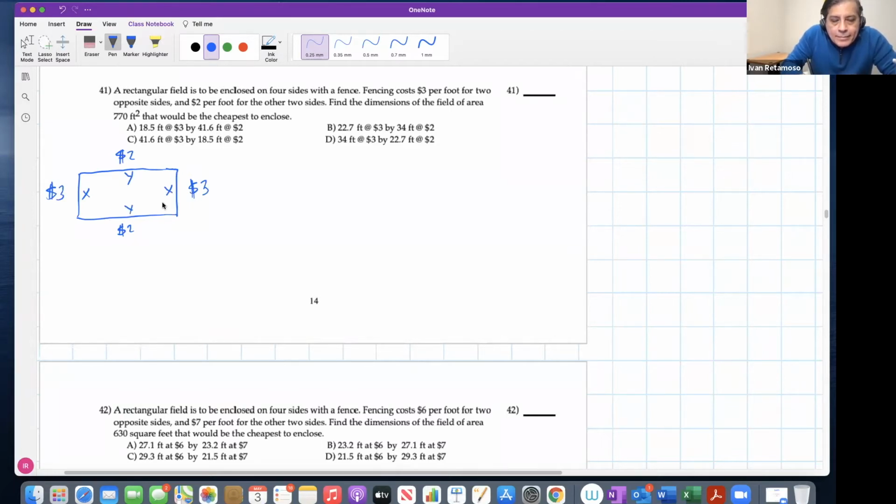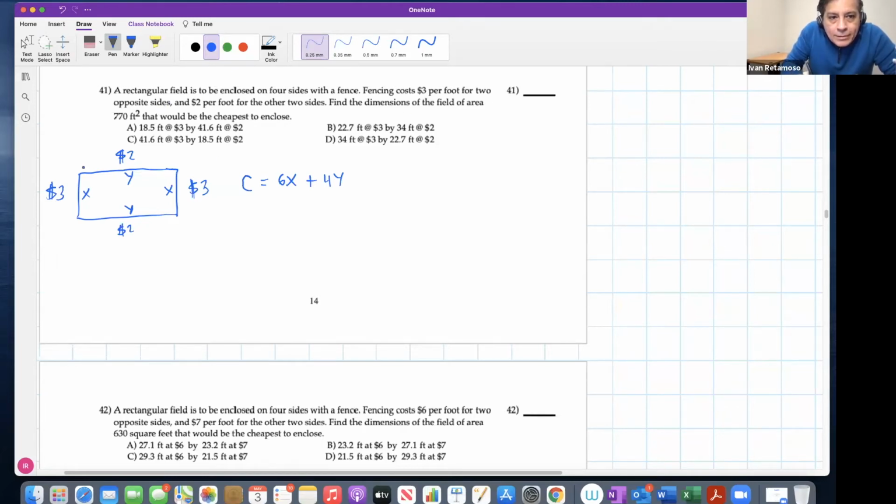These are the side lengths of the rectangle. And then the cost should be what? $3 per foot here, I'm using X feet, so 3X, same here, 3X. So 6X in total for these two sides. For these other two sides, $2 per foot, Y feet, the cost will be 2 times Y, but 2 times Y again here, so 4Y. That's the cost. I need to minimize this, subject to what? This is the constraint, the restriction.